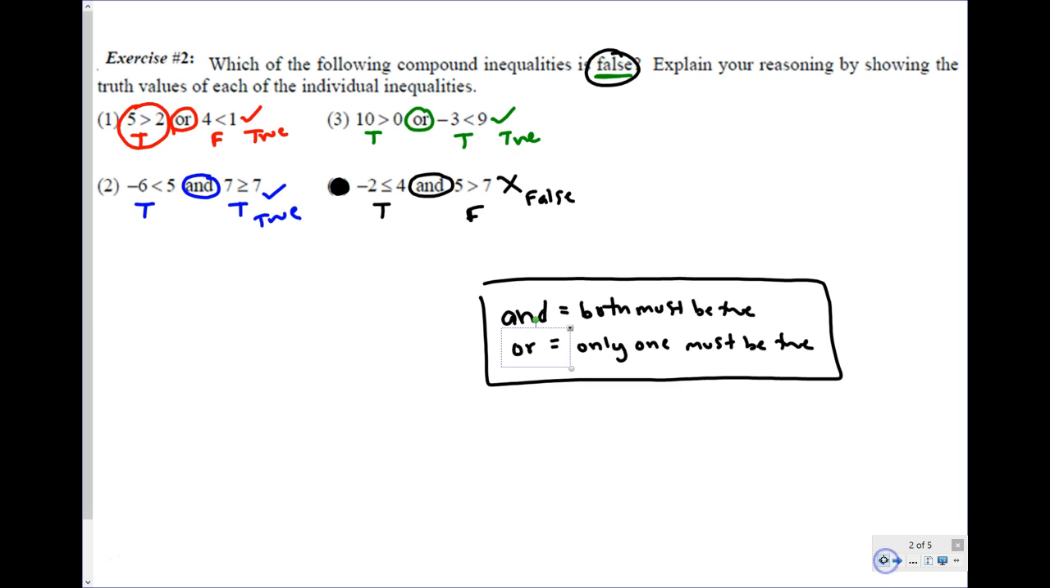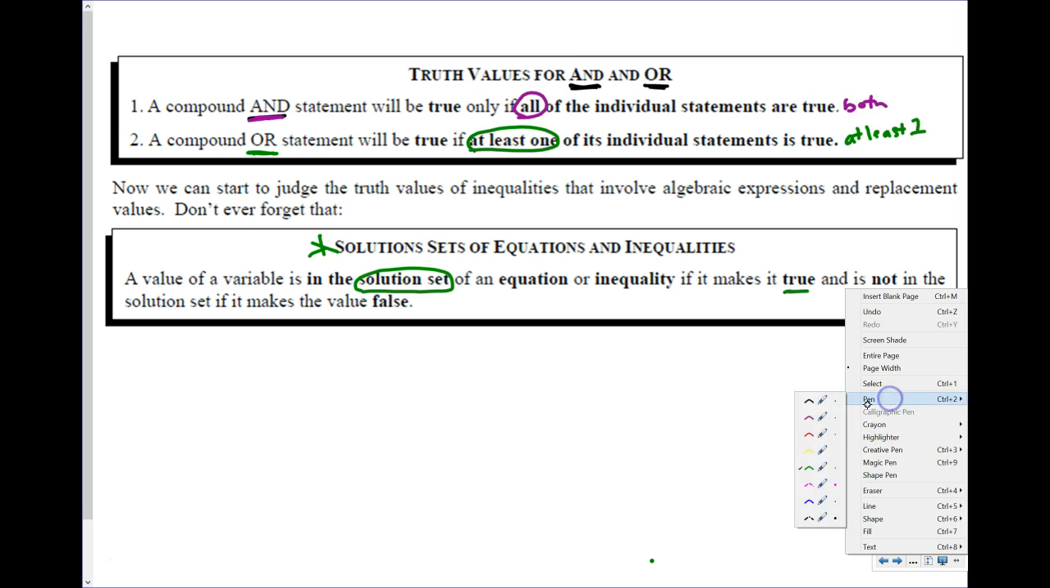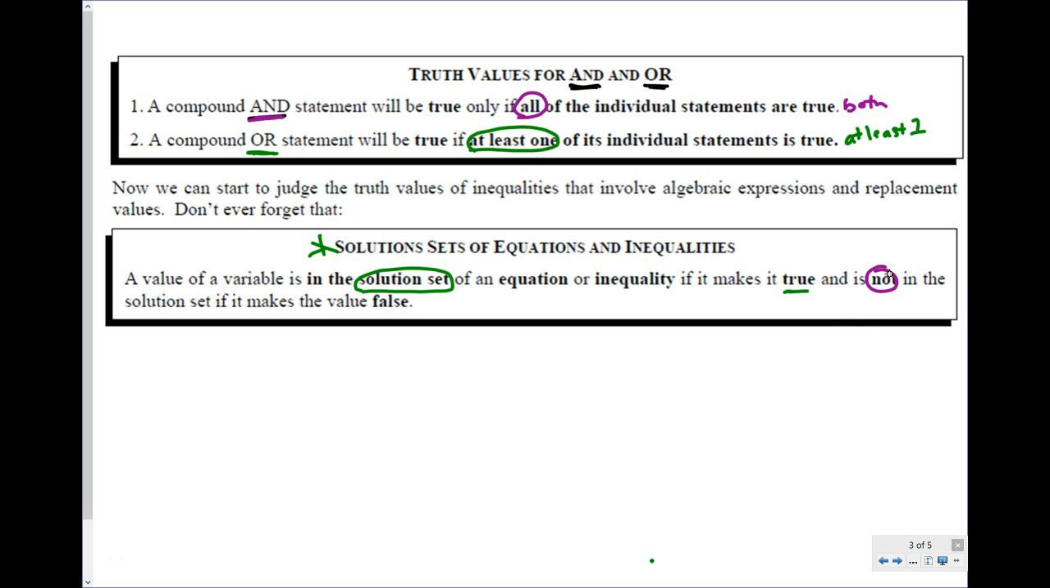So for the ones that we just worked on, notice these were only numbers, right? We didn't work with any letters. So now we're going to start talking about what happens when we involve letters and variables into the problem. Here's a really important thing to think about. A value of a variable is in the solution set of an equation or inequality if it makes it true, and is not in the solution set if it makes it false. And we've talked about this a lot, right? Something's a solution if it makes the equation true. If it makes the equation false, it's not a solution. Now, inequalities have many solutions. Equations usually have just one.